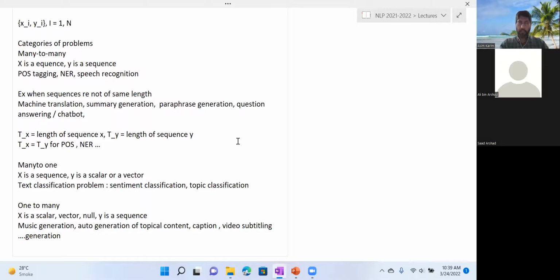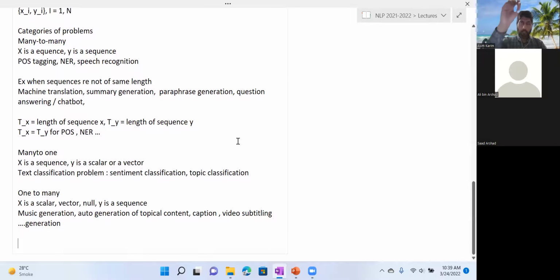So we have so far discussed three major categories of sequence modeling: many to many, and within many to many, there are two scenarios. One scenario is input and output sequence are of the same length. The other scenario was input and output sequence were of different length. And then we have many to one, which is usually sequence classification or text classification, examples like sentiment classification. And then we have one to many, in which the output is a sequence, and we have examples like image captioning.